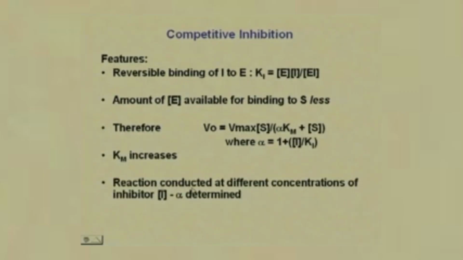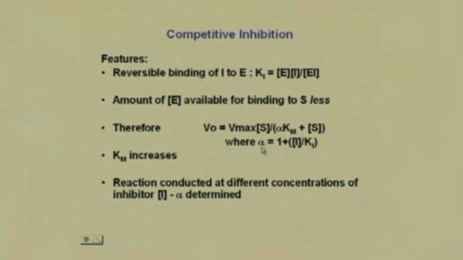The reaction is conducted at different concentrations of inhibitor, and I can find out alpha. We'll see how we can do that. So these are the specific features. I have less enzyme available because some of the inhibitor is bound to the enzyme. I have a modified Michaelis constant because of the presence of the inhibitor, which is going to keep the Vmax the same, but my Km is going to change. And I can determine the value of alpha, which we will be doing later on.